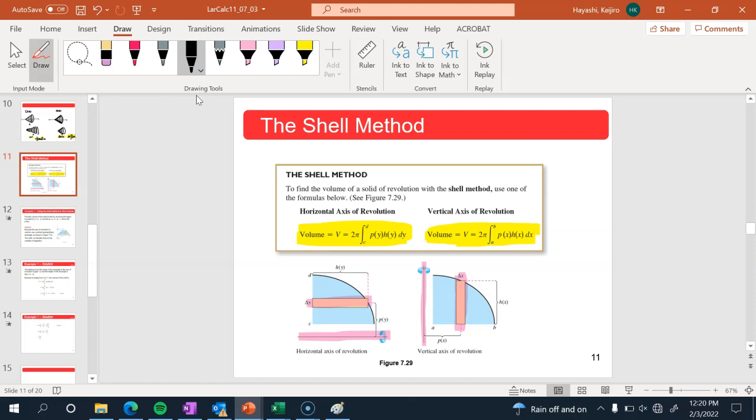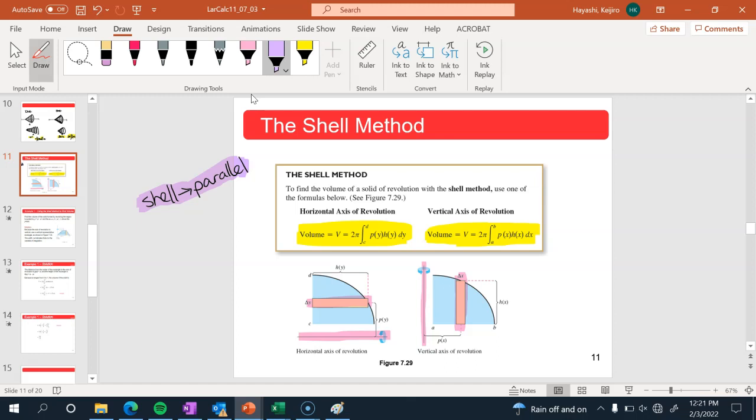So a way to remember is to remember that shell rhymes with parallel. So if your slices are parallel to the axis of rotation, that is the shell method. I can't think of a word that means perpendicular and rhymes with disk, so you'll just have to remember, if shell is parallel, then disk must not be.